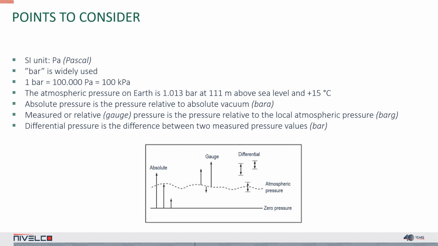Absolute pressure is the pressure relative to absolute vacuum. Relative or gauge pressure is the pressure relative to the local atmospheric pressure. Differential pressure is the difference between the two measured pressure values.